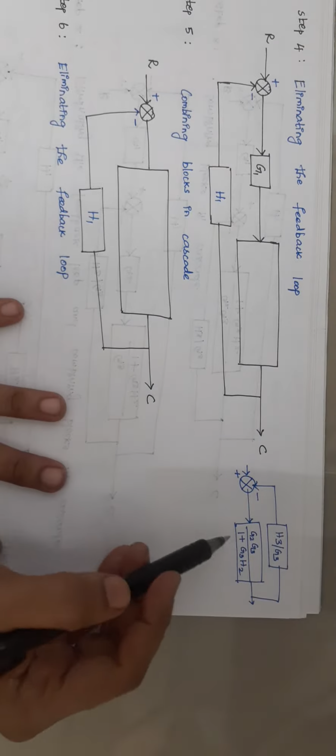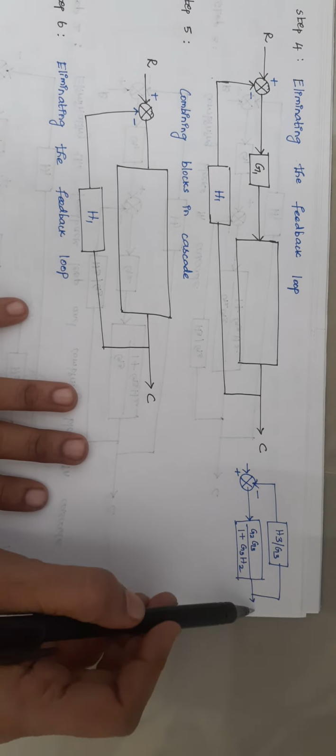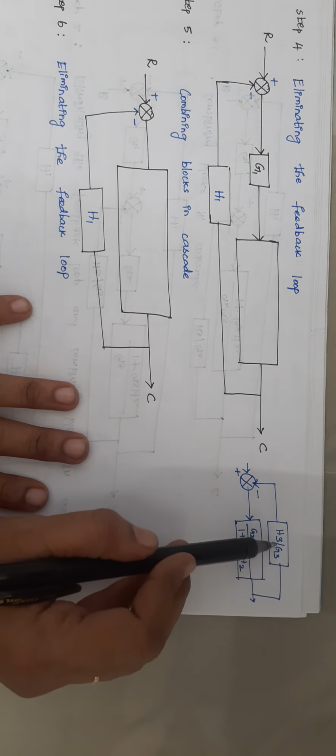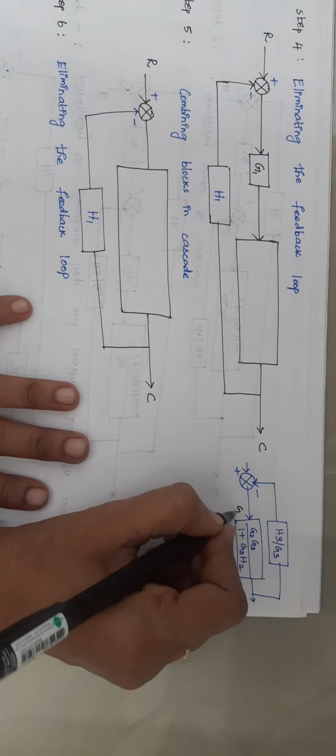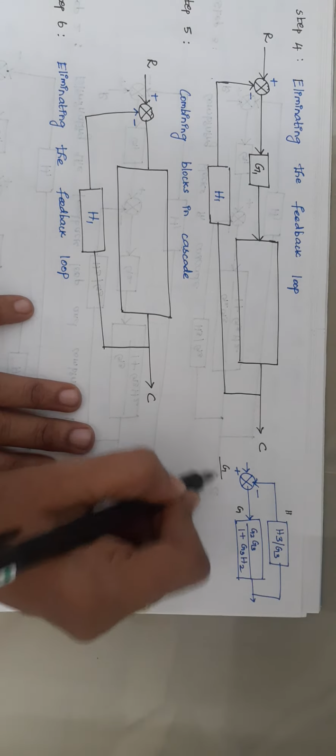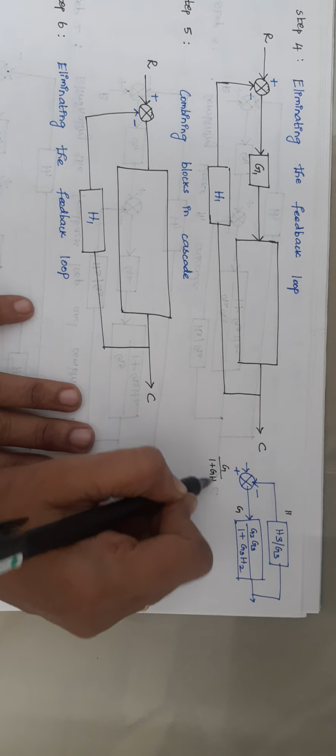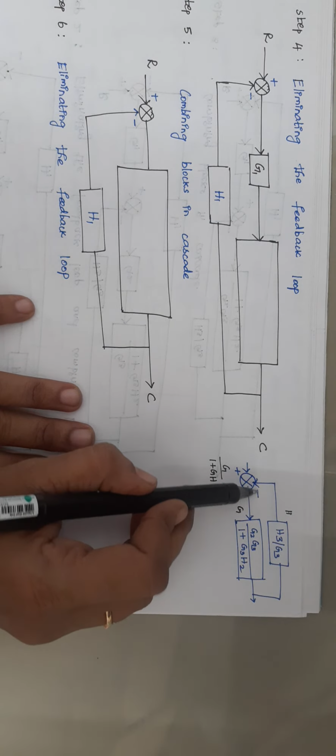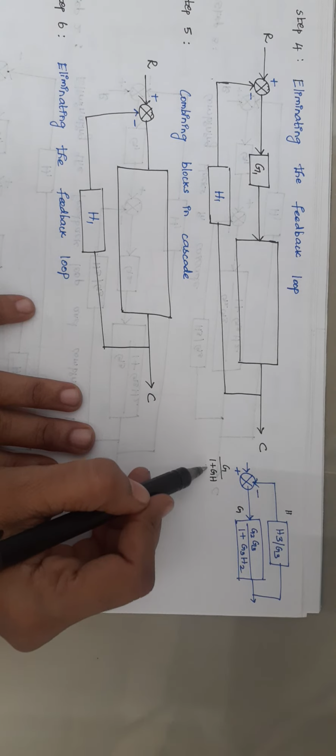So just now I explained, right? This is your feed forward element and this is your respective feedback. So this is your G and this is your H. So the solution will be G by 1 plus GH, right? Because the type of feedback is negative, so we have to write it here plus.